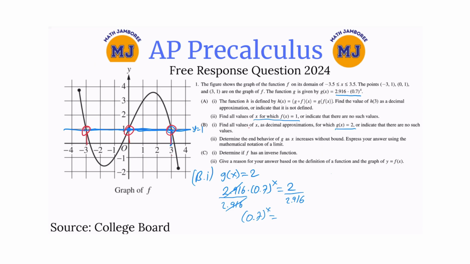You will have just dividing 2 by 2.916. That's going to give us 0.68, let's say 6 over here. So to find the value of x, you will need to use a logarithmic function in here. If you will use the logarithmic function, you will be able to find the solution of the x. So approximately, this is gonna be equal to 1.057, which will be the answer for B I.